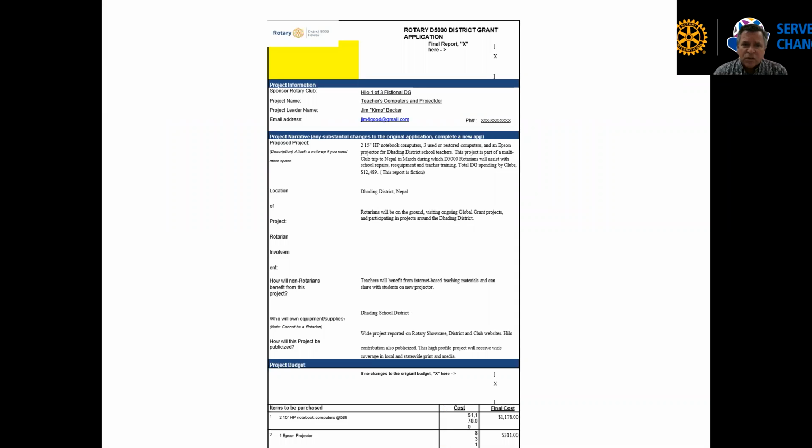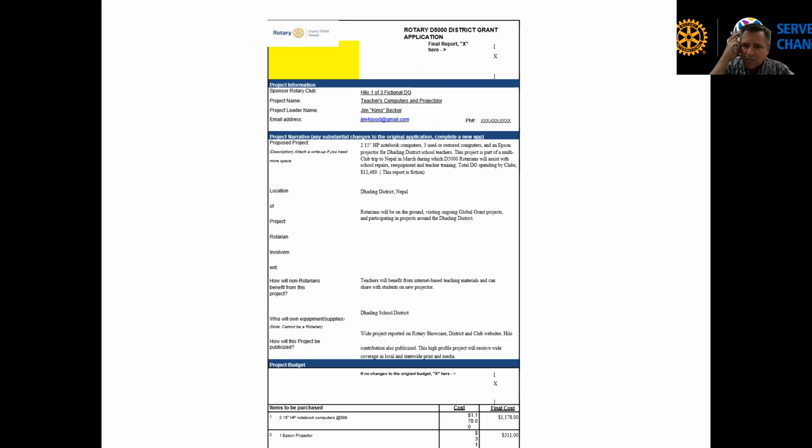This is the actual district grant application, and it is the exact same form that you would use for your final report. So all you do when you do the final report is check a couple of boxes and sign at the bottom, and it's good to go. It's on the website. It's an Excel spreadsheet. It's really simple. You basically just type in the project name and the various information, who's doing the project at your club, and a little bit about the proposed project.